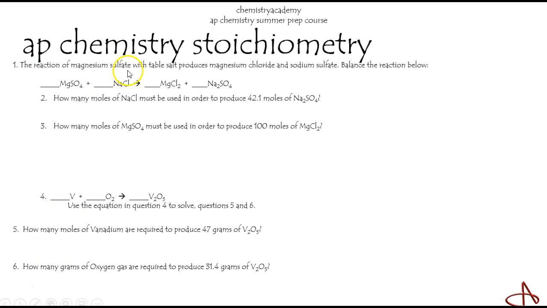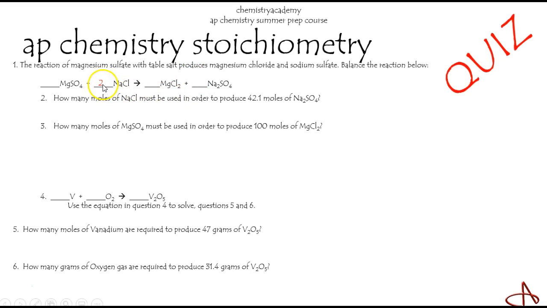Number one, the reaction of magnesium sulfate with table salt will make magnesium chloride and sodium sulfate. As shown below, just balance it. Magnesium looks good, see, 1 to 1. One sulfate here makes one sulfate there, that's balanced. One sodium here makes two sodiums there, not possible unless you start with two sodiums.